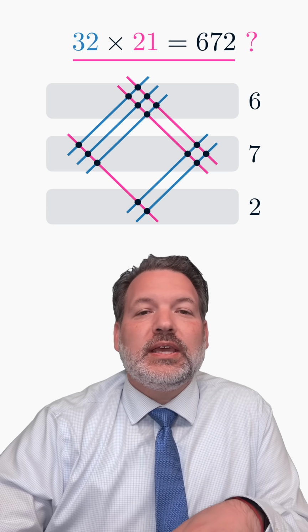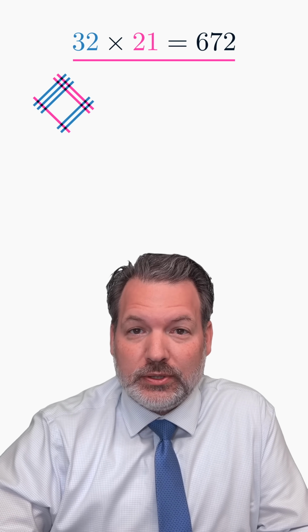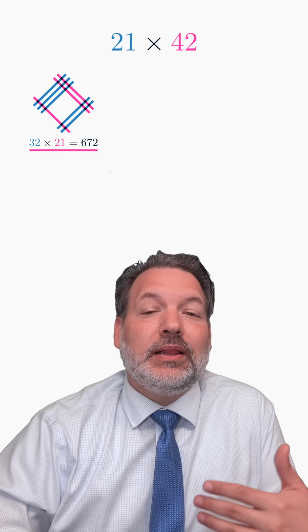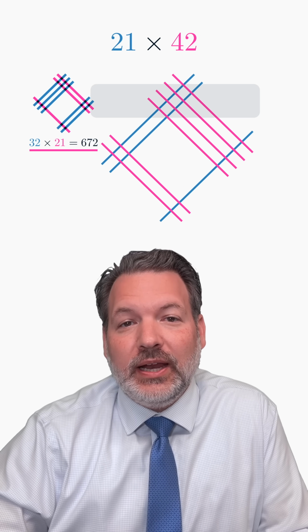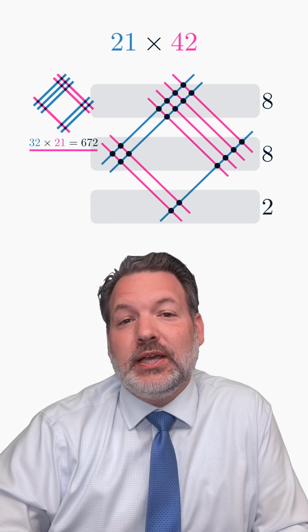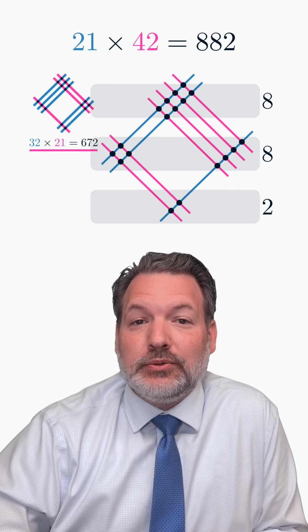I forgive you for your skepticism. Perhaps this is one of those weird tricks where I've specially chosen the numbers. But I can select other examples and this keeps working. Consider something like 21 times 42. I've got 8 intersections at the top, I've got 8 intersections in the middle, and 2 intersections at the bottom. And indeed, the product of 21 times 42 is 882.